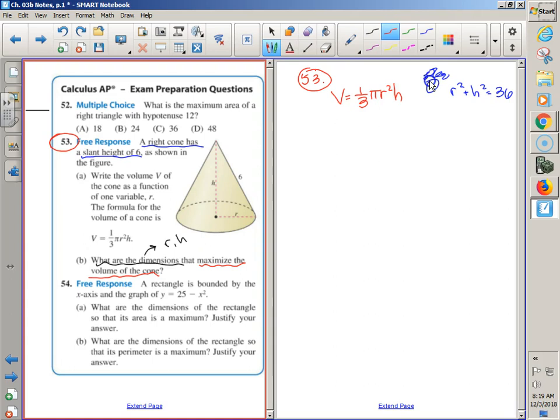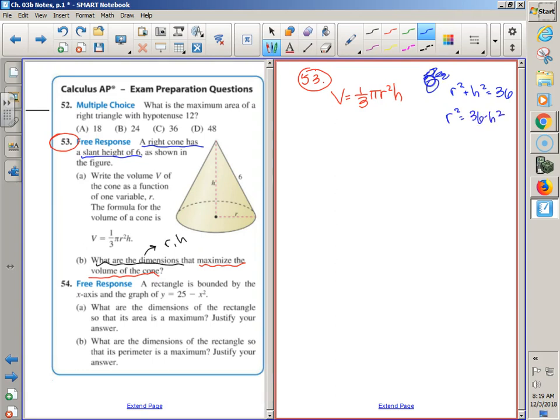I might rebel and not do what letter A told me. Why? Does anybody see why I might want to get it in terms of H instead of in terms of R? Because it's R squared, and what can we solve for really easily? R squared, right? I'm going to be lazy, and I'm going to go ahead and say, forget getting it in terms of R. I'm going to get it in terms of H. Sure. If you got it in terms of R, I'm very proud of you. You would have had a square root in there somewhere and would have had to do a product rule.